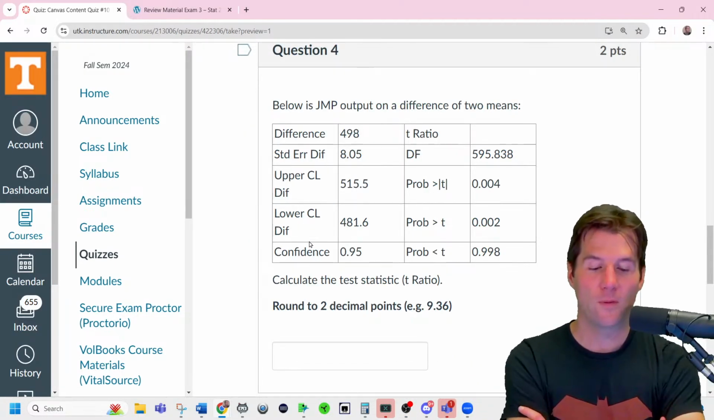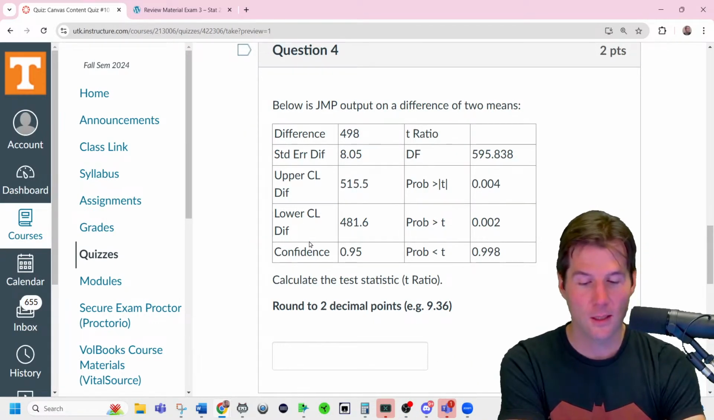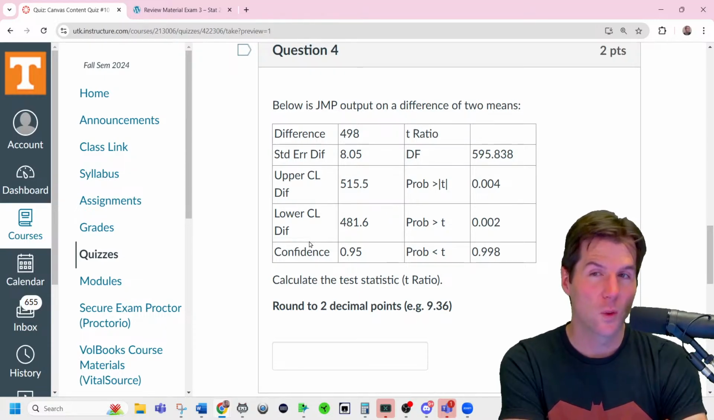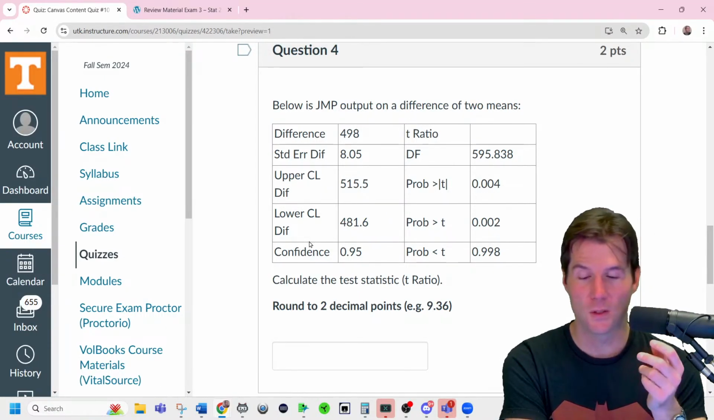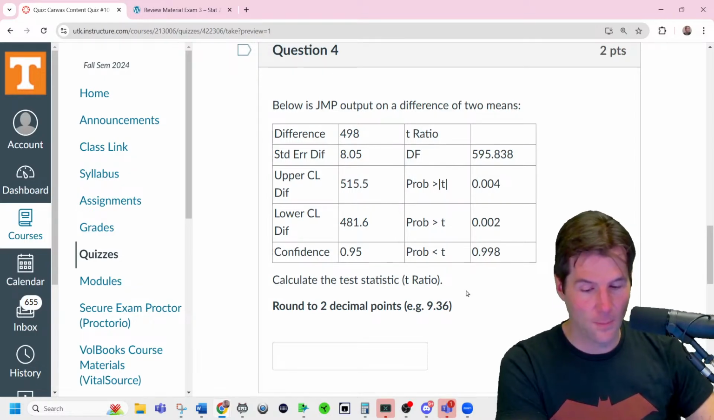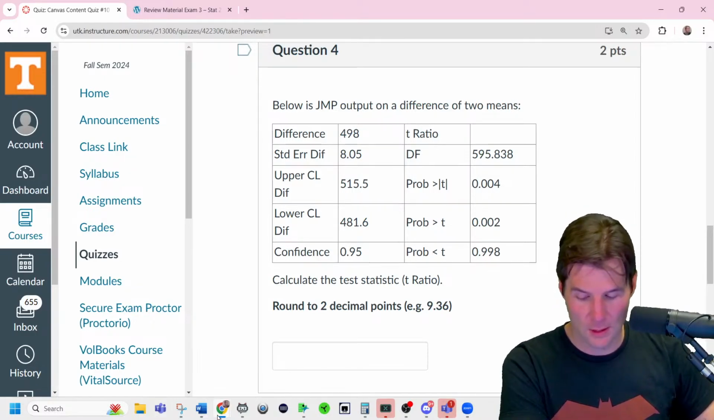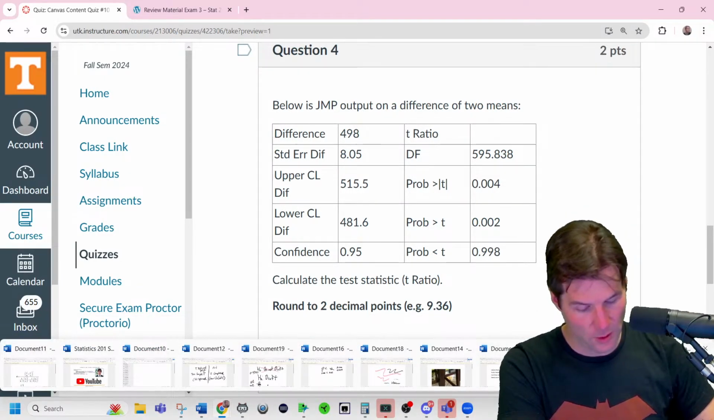Below is JMP output for the difference between 2 means. Calculate the test statistic. So really good, we just reviewed this earlier. The test statistic is the whatized. So we go back to our sheet, which we did earlier.